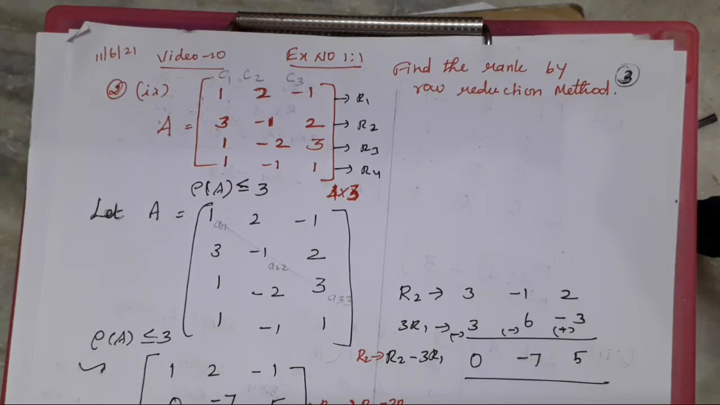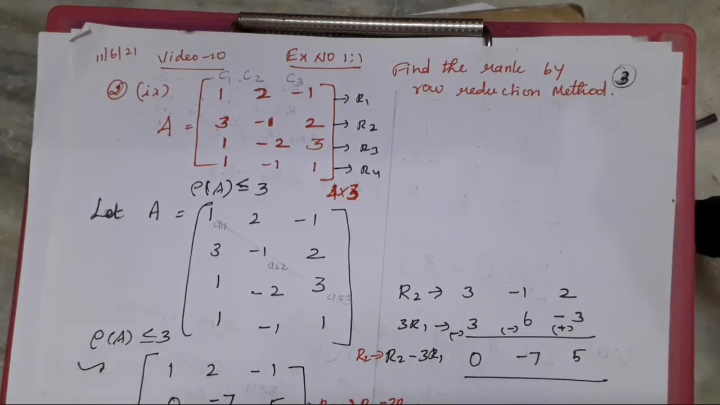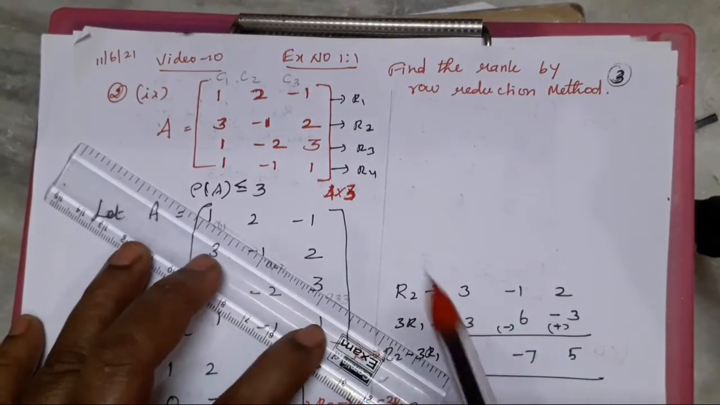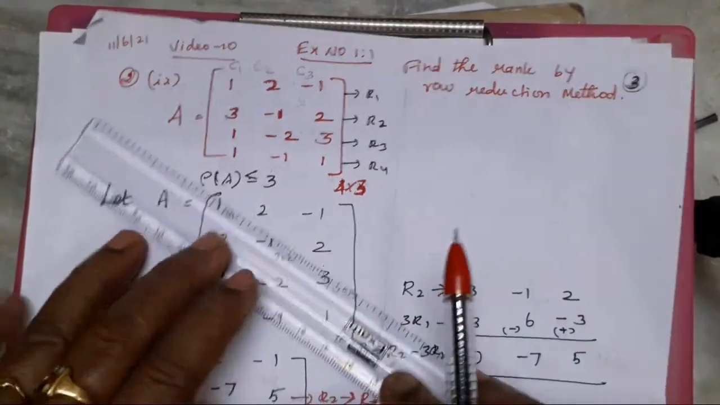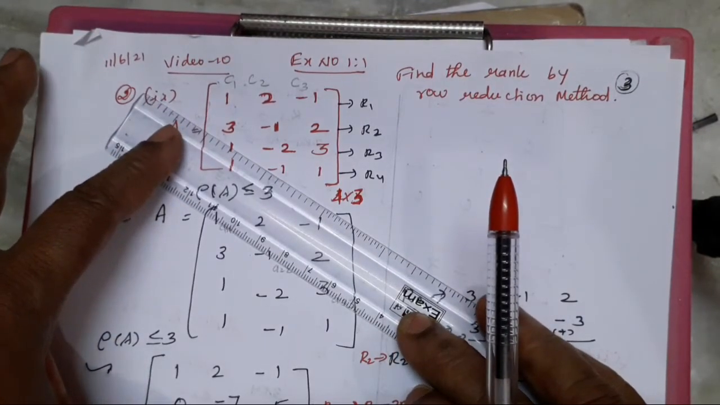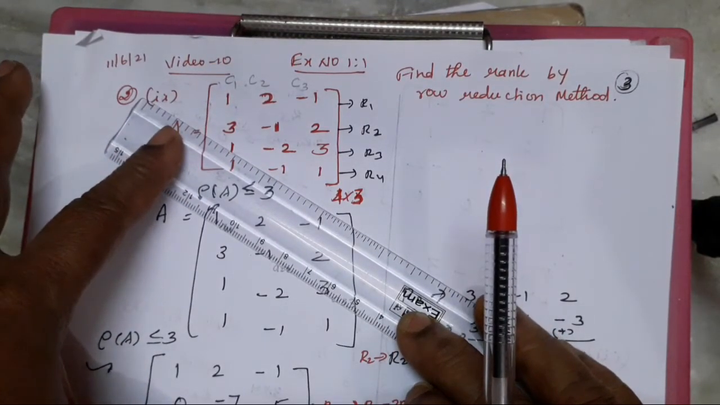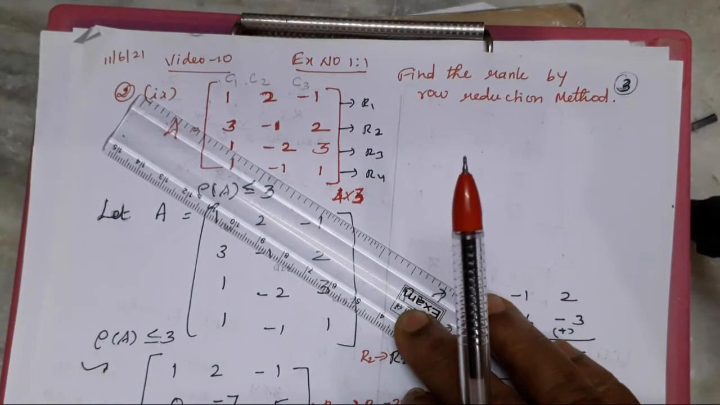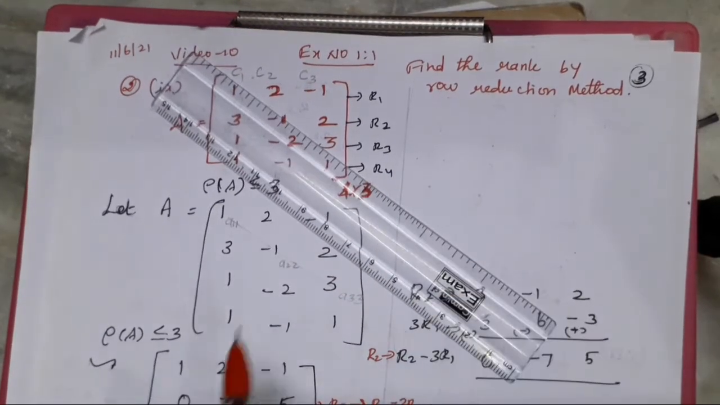What is the concept for the row reduction method? So we need 1, minus 1, 3. This is the leading diagonal. Listen carefully: below the leading diagonal, we want the elements to become 0. Then only can we easily find the rank. What is the procedure? First we write the matrix, afterwards see the main diagonal.